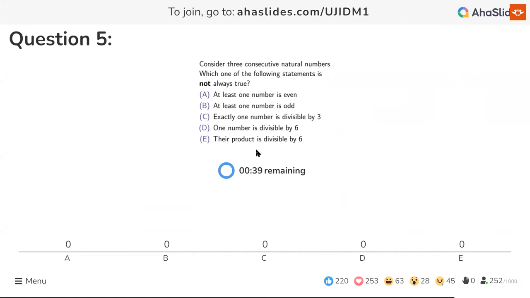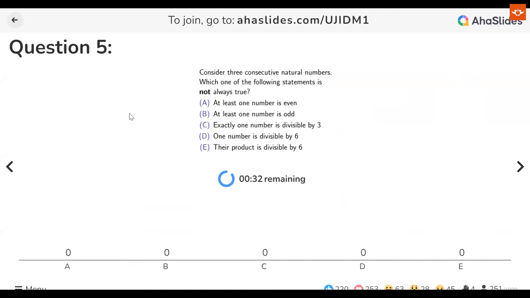Okay, last question. Consider three consecutive natural numbers. Which one of the following statements is not always true? A, at least one number is even. B, at least one number is odd. C, exactly one number is divisible by 3. D, one number is divisible by 6. And E, the product is divisible by 6.